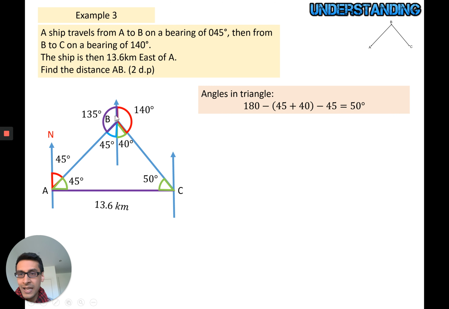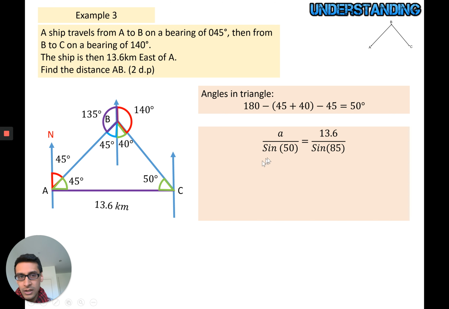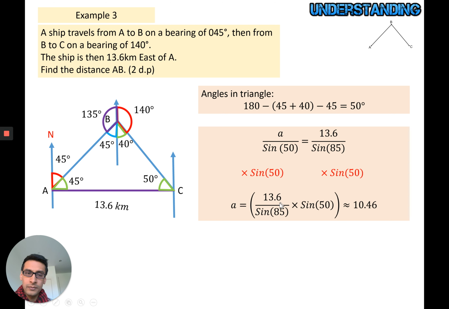We're looking at distance AB. We have an angle, a length unknown, an angle, and a known length. So actually, we just use the sine rule. So A over sine 50 equals 13.6 over sine 85. Multiply both sides by sine 50, and then you get your answer, which is 10.46 to 2 decimal places.